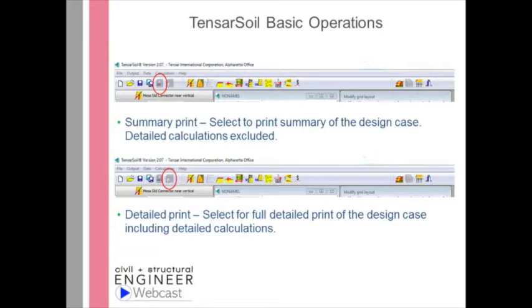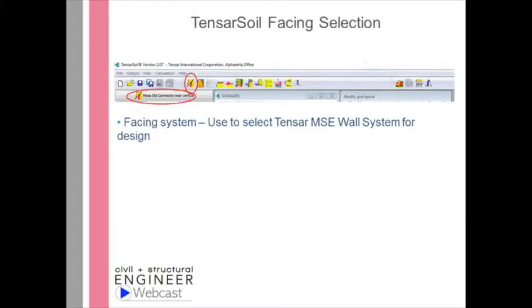The next icons to the right are your print features. The first is the summary print, which you would select to print the summary of the design case with detailed calculations excluded, followed by the detailed print, which would be selected for a detailed print of your design case, including all the detailed calculations. These would be selected after you have completed the design section, so we will review the print features later in the demonstration. The next icon is the facing system selection. In the next video, you will be taken through the selection of your facing system.